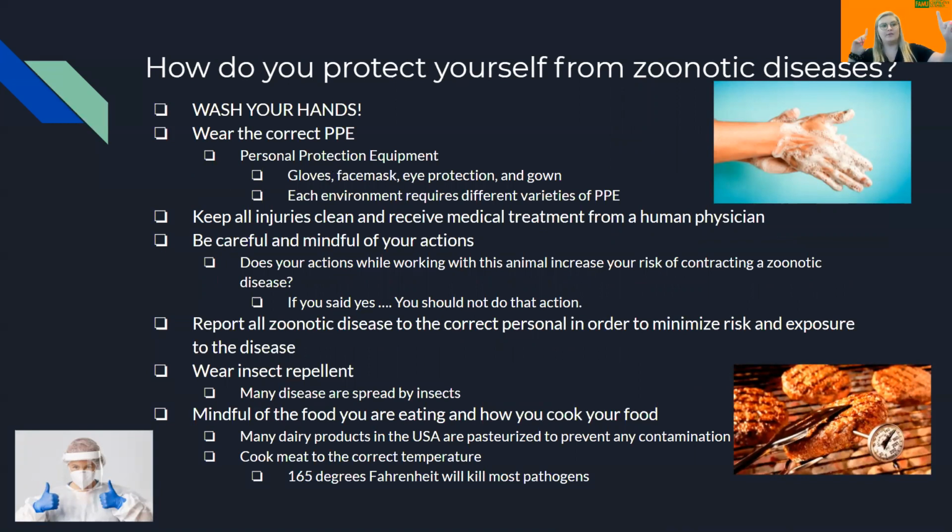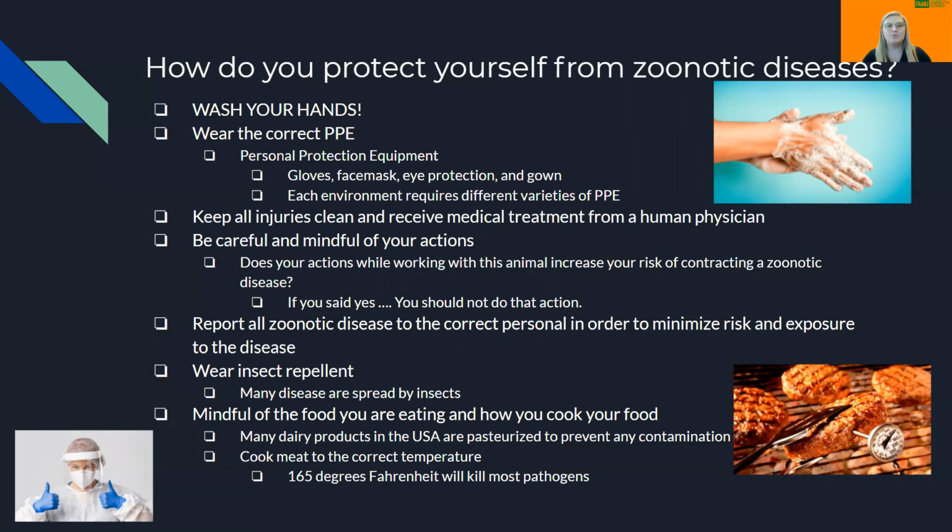There's the animal, and then there's the transmission to you. You are part of it, so you've got to make sure that you're protecting yourself. Most importantly, we've talked about this so much with COVID: wash your hands. Don't touch one animal and then not wash your hands and touch another animal, because now you're spreading disease. Wear the correct PPE.